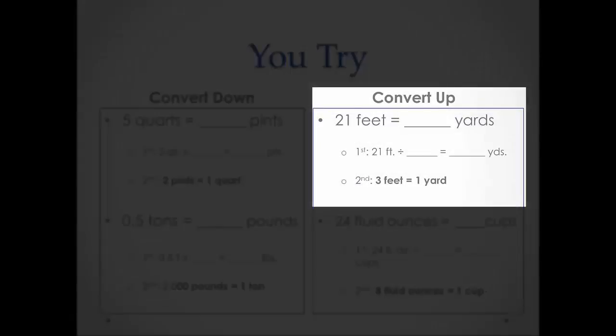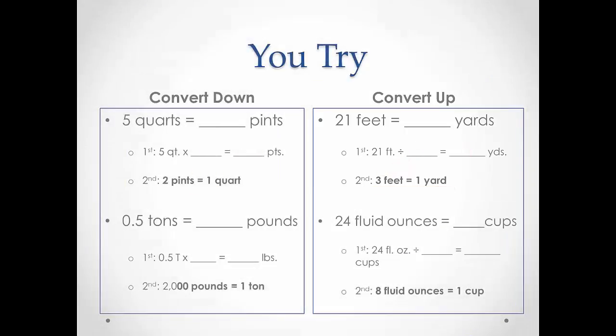On the right side, I'm going to convert up. I'm going to take 21 feet, and I want to know how many yards that is. So I know feet is smaller than yards, so I'm converting up, which means I need to use division to solve it. So my first step is I'm going to take what I know, 21 feet, and I'm going to divide by whatever's in my relationship. My relationship tells me that I have 3 feet equals 1 yard. So I'm going to put 3 into my equation, and I get 21 divided by 3. That equals 7 yards. Again, 7 yards is the same thing as 21 feet.